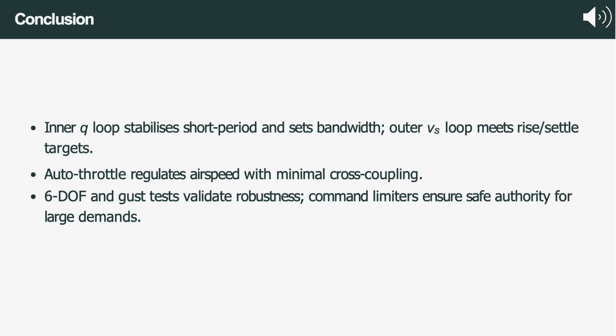To conclude, we proved direct elevator to vertical speed control is infeasible, built nested pitch rate and vertical speed loops, and integrated throttle to form a stable MIMO autopilot. The nonlinear tests, gust rejection, and command limiters all confirm stability, safety, and robustness. Overall, our design met every requirement of the assignment brief and therefore delivered a complete and practical longitudinal autopilot.